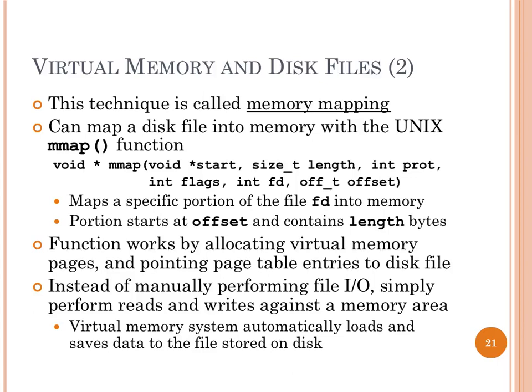So basically what this allows you to do is to interact with a file's contents as if it were already in memory, and you do it through memory accesses as opposed to actually having to call read and write to interact with the file. That's called memory mapped file I/O. Are there any questions about that?